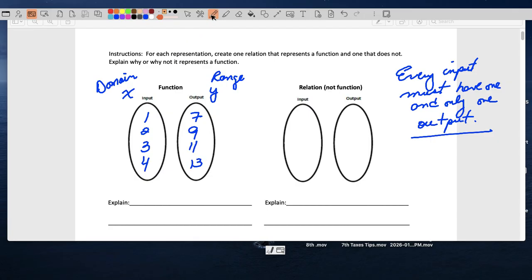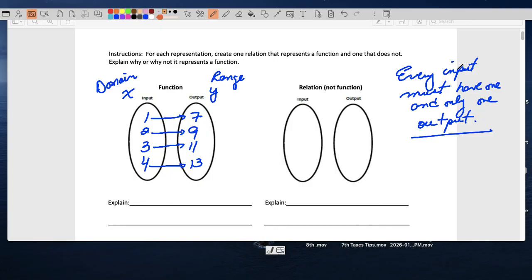So notice that when I input the 1, I only get one output, which is the 7. One and only one output. When I input the 2, it comes out as a 9. When I input a 3, it comes out at 11. And when I input the 4, it comes out at 13. So remember the example of partners. 1 has only one partner, which is 7. No one else. He's loyal to 7. And so is 2 loyal to 9, and 3 is loyal to 11, and 4 loyal to 13.